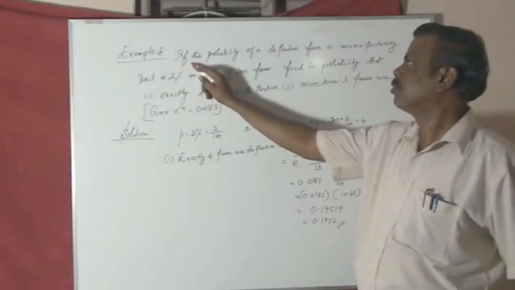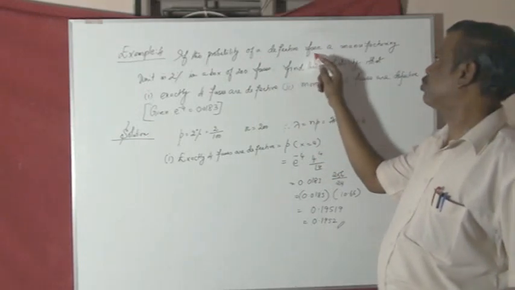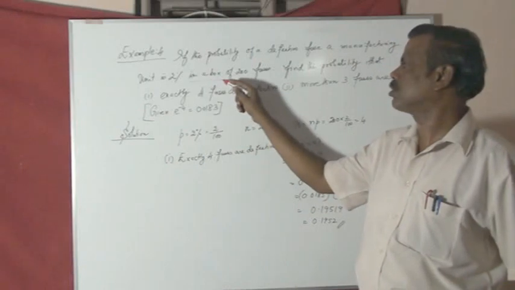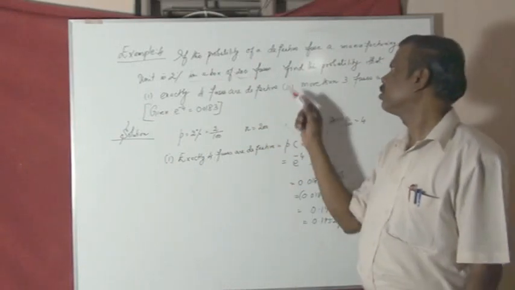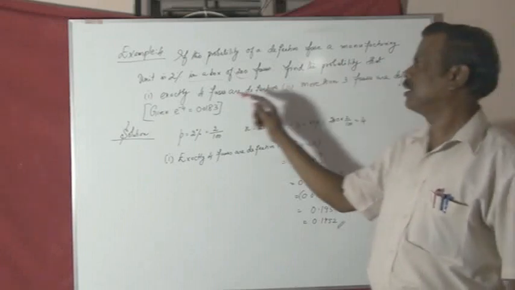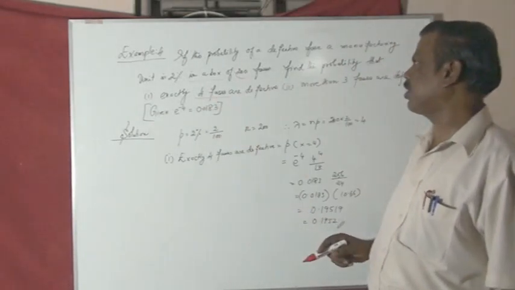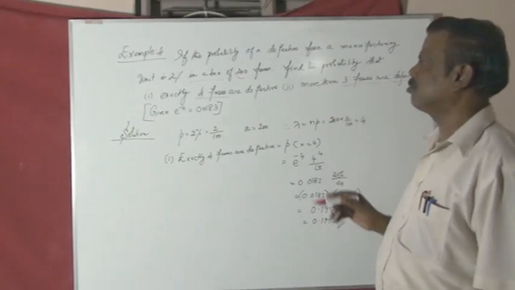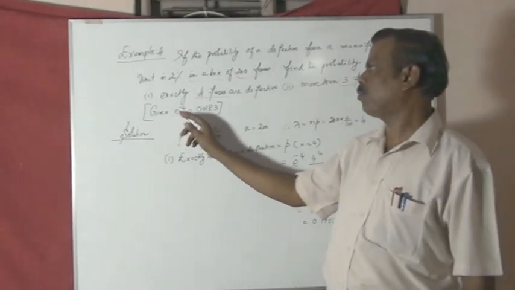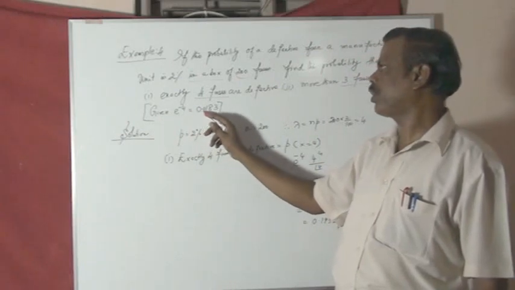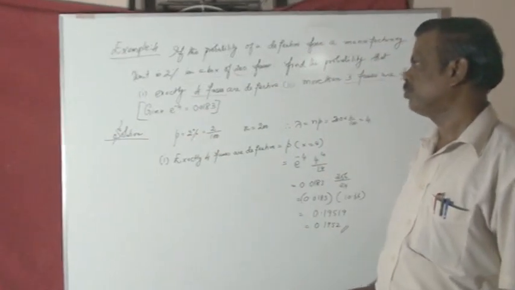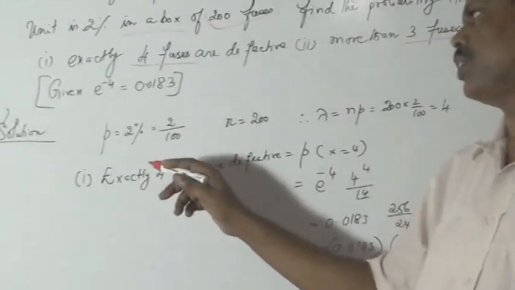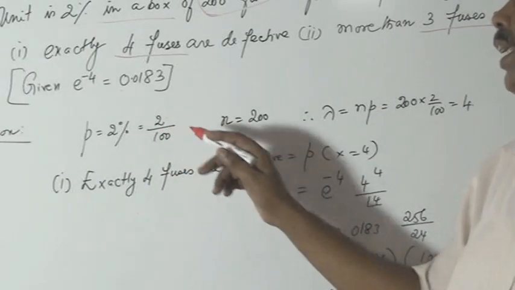Example 4. If the probability of a defective fuse in a manufacturing unit is 2% in a box of 200 fuses, find the probability that exactly 4 fuses are defective. Second question, more than 3 fuses are defective. So here given that e power minus 4 is equal to 0.0183. So what is the probability of success, P is equal to 2%, that is 2 by 100.